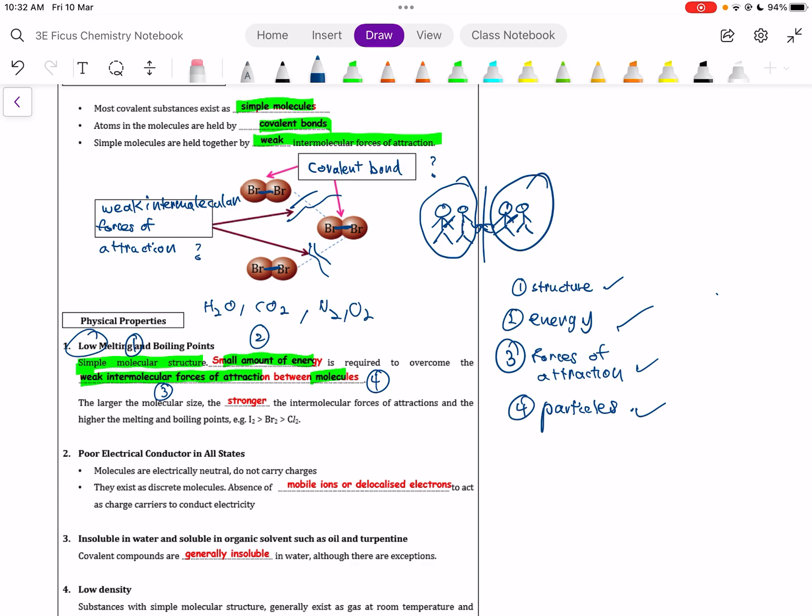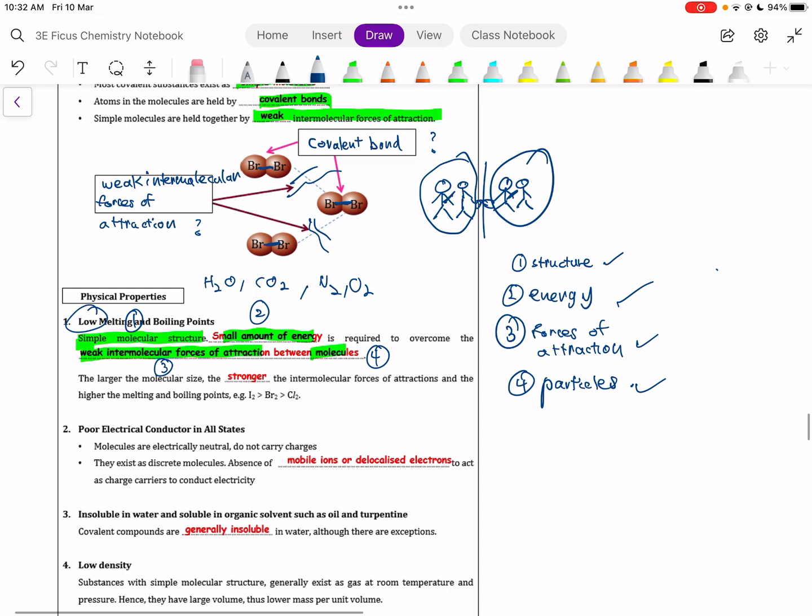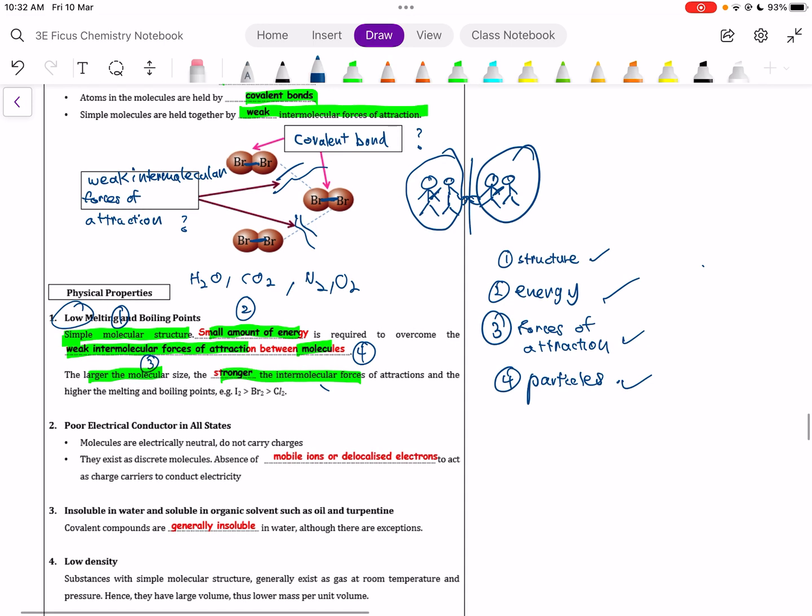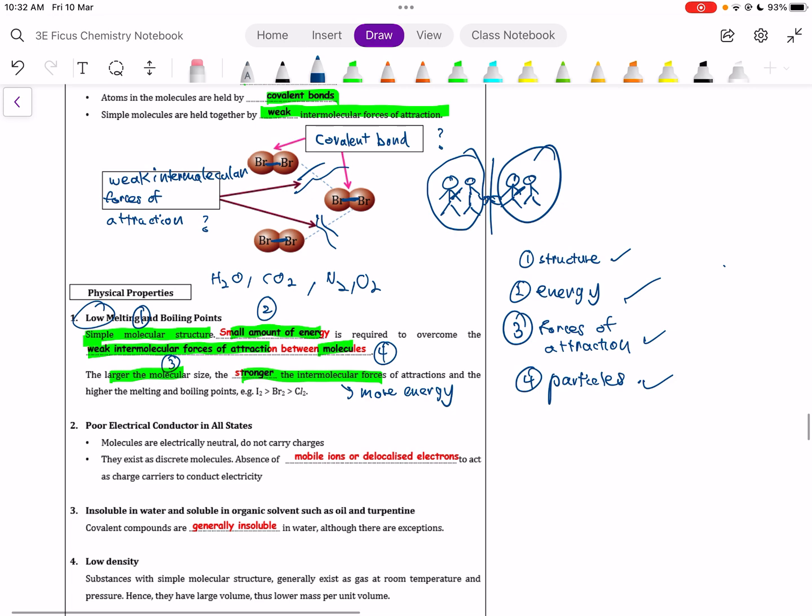So sometimes the questions are pretty nasty, in the sense that they'll ask you to compare between molecules and molecules. So what you do in the event of that is, the larger the molecular size, the stronger the intermolecular forces of attraction. And when that happens, you actually need more energy to overcome it. Do jot this part down.